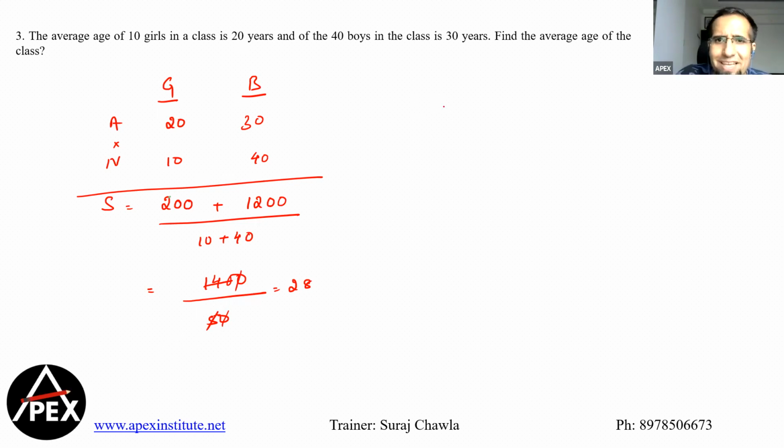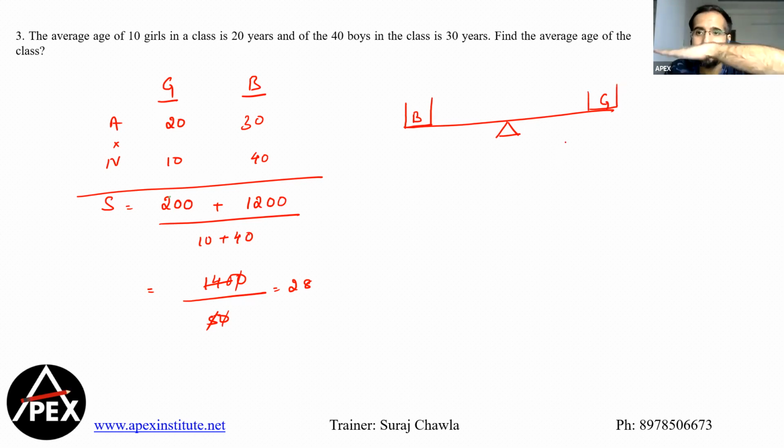So always remember one thing, guys. Now, why is it called weighted average? It is called weighted average because it is something like a weighing scale. So this is my average. Suppose this is the group representing boys and this is the group representing girls. I know that if I have a weighing scale, wherever I put more weight, that area will be bent.